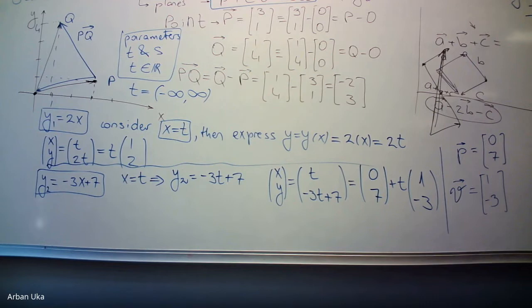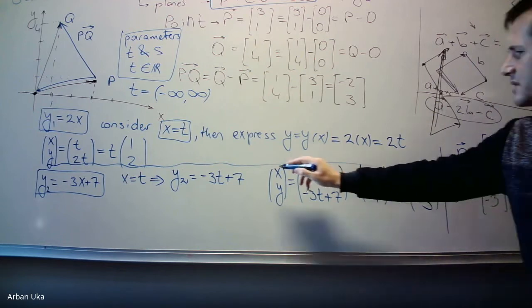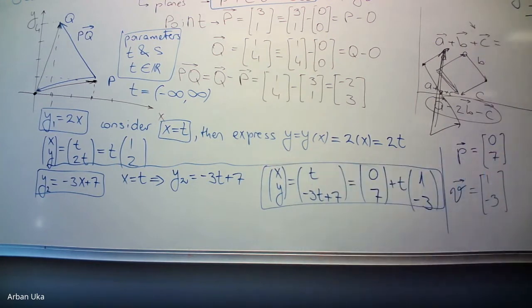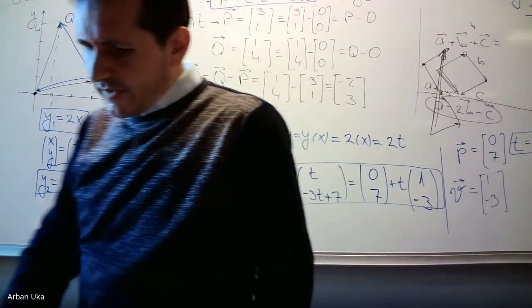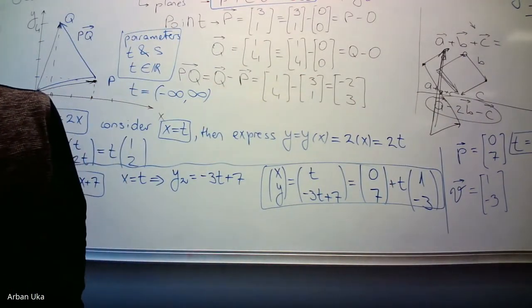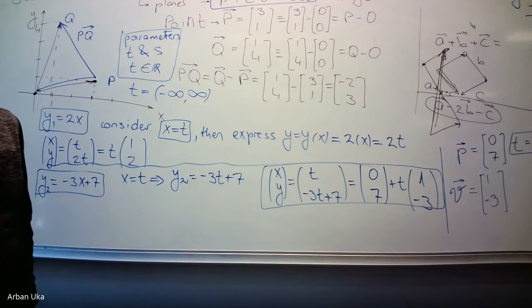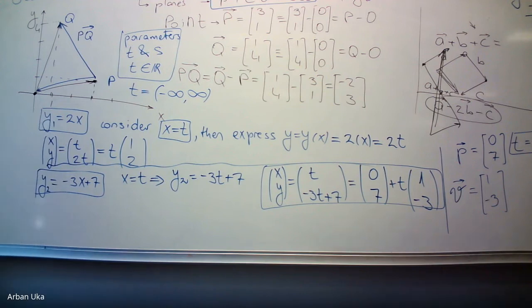I believe this is enough. This is the complete story, and this is how we read this. We should never forget that t, again, is any number in this range. Okay, that's good. So this is how we parameterize lines. Now, let's try to do an example.